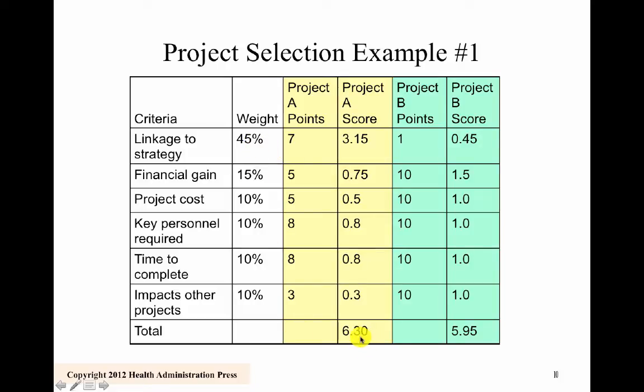Now when we look down here, we see project A had 6.3, project B had 5.95. So if we were going strictly off a scoring system like this, we would want to take on project A before project B. Now, if the numbers are fairly close, you may want to consider other factors, but strictly looking at the points, this allows you to quantitatively select your projects based on what your organization considers to be important. If you're just comparing one or two, it's probably not as critical as if you have 10, 20, 30, 40 projects and you want to figure out which one to focus on first.